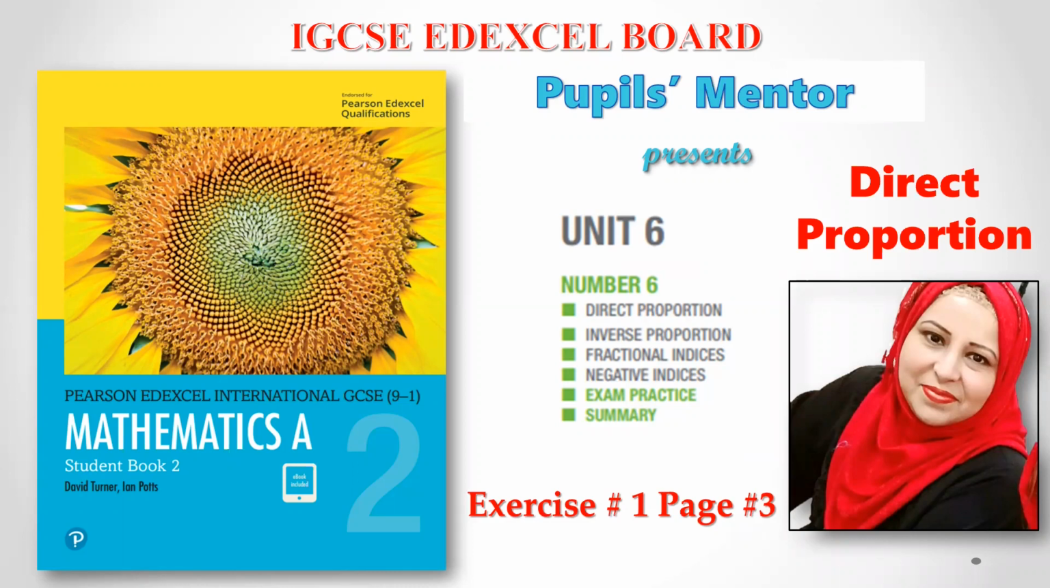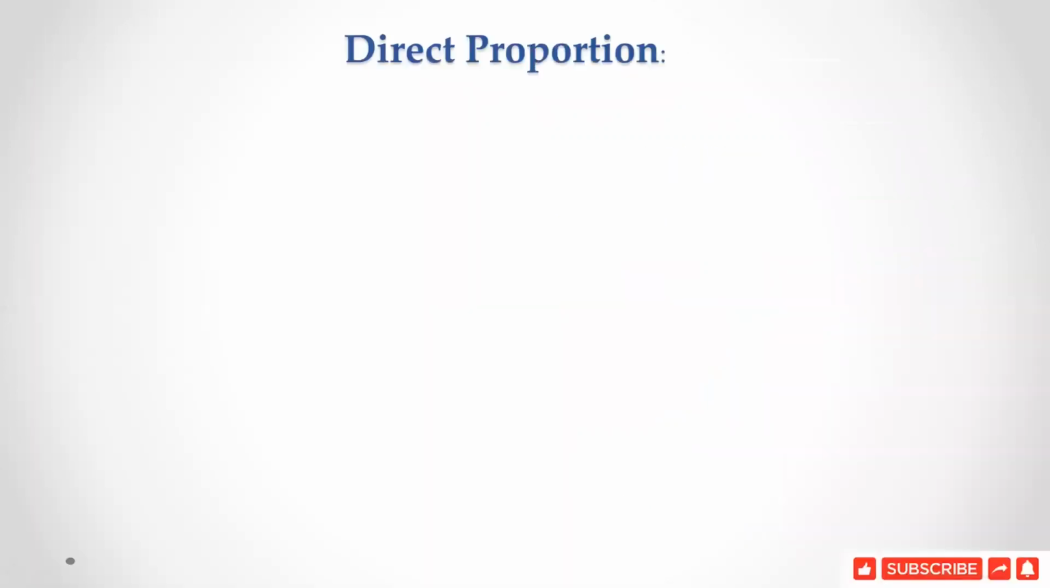Today we shall learn direct proportion through Mathematics A Student Book 2 endorsed by Pearson Edexcel International GCSE. We start with exercise number 1, page number 3. First of all, we understand what a direct proportion is.